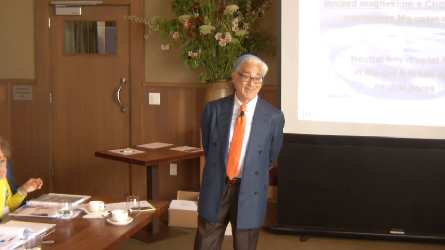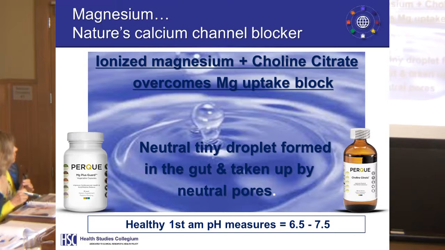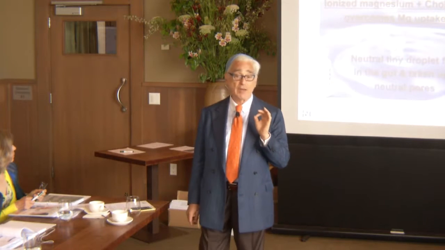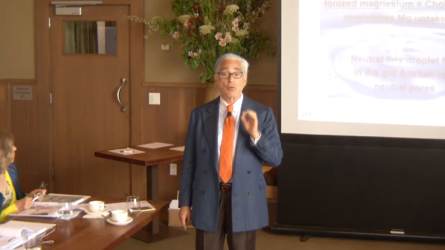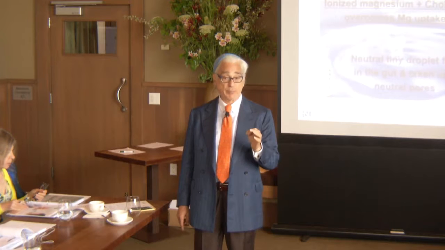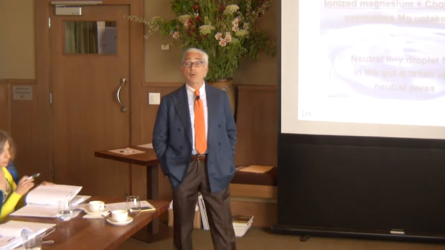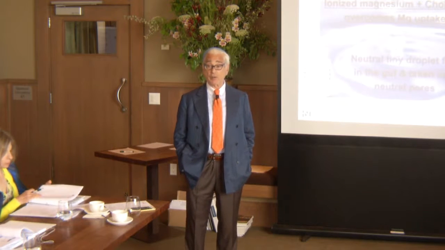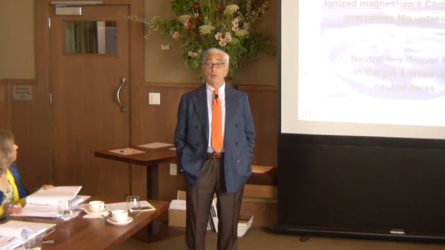Oh, don't ask. So if you are acidotic, we want to have ionized magnesium and choline citrate to overcome the magnesium uptake block, forming tiny little nano droplets that are taken up by neutral pores, because the normal channel for taking up magnesium is often poisoned. It's easily inhibited. Is that chelated magnesium? Which one? Yeah, this is 4 different kinds of magnesium. Any ionized magnesium is fine in this context, but it's magnesium glycinate, right?